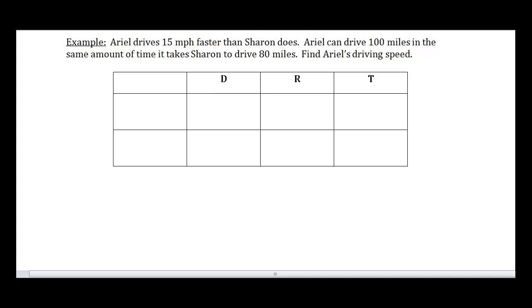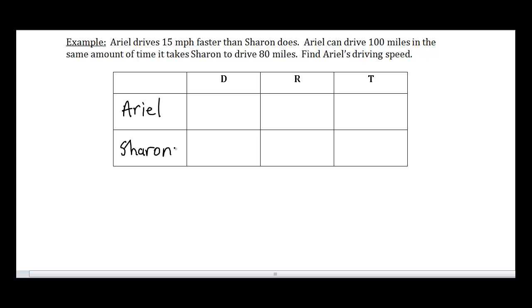Ariel drives 15 miles per hour faster than Sharon does. Ariel can drive 100 miles in the same amount of time that it takes Sharon to drive 80 miles. Find Ariel's driving speed. Okay? So instead of having person 1 and person 2, I'm just going to put their names in the chart. So I have Ariel and I'll have Sharon.